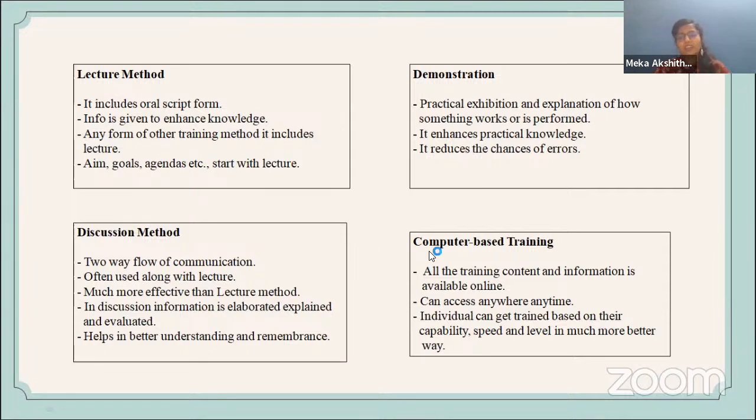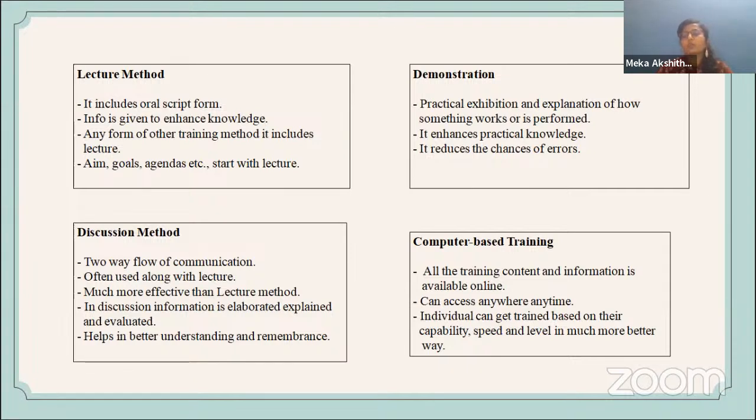Then comes computer-based training. In this, whatever training is given to the employee would be online. You can access that training only by using computers, laptops, or any of your mobile devices. For example, in order to learn graphics or multimedia, you can't learn it effectively when a lecture or demonstration is given. Because the work is mostly computer-based, it would be effective when you learn it using a computer or laptop.